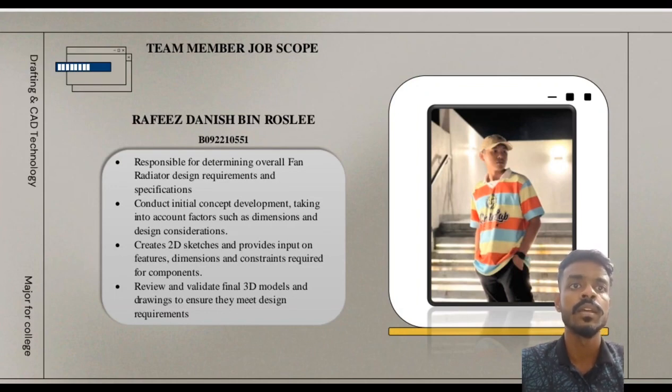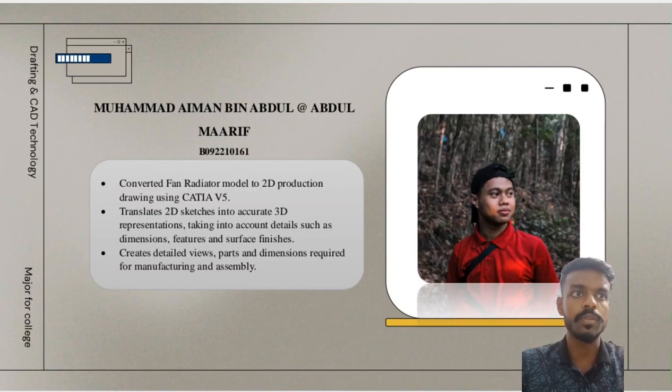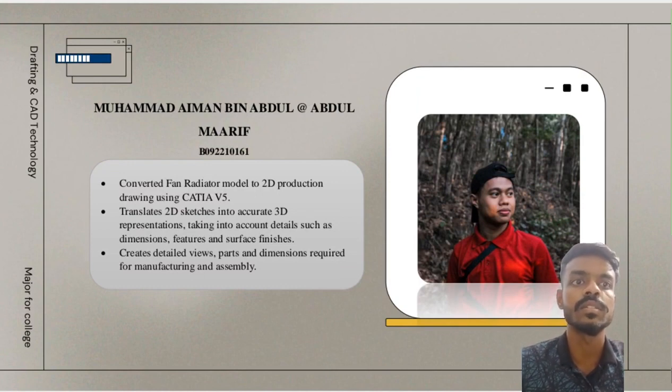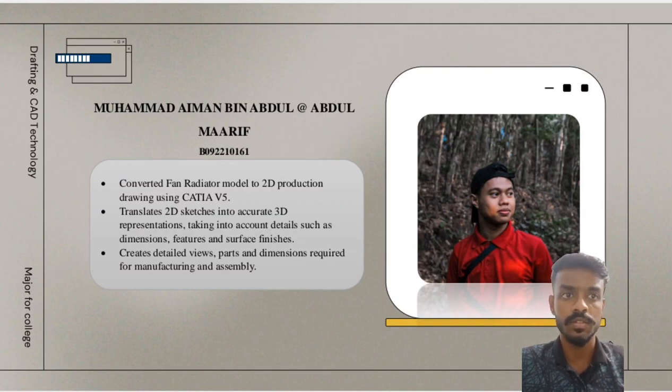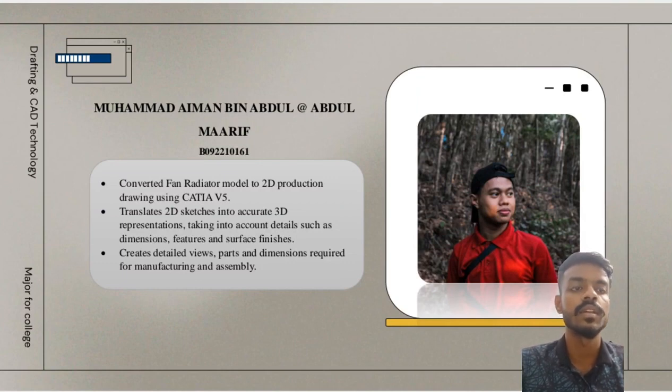The second one is Muhammad Aiman bin Abdul Ma'arif. His matrix number is B09221061. His job scope is to convert the fan radiator model to 2D production drawing using CATIA V5, translates 2D sketches into accurate 3D representations, taking into account details such as dimensions, features, and surface finishes. Creates detailed views, parts, and dimensions required for manufacturing and assembly.